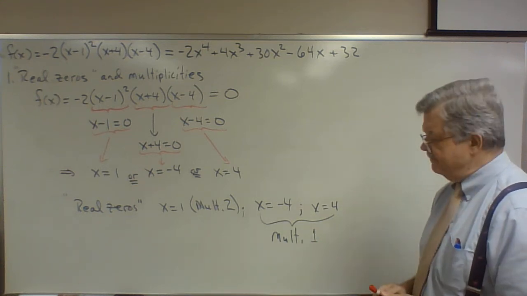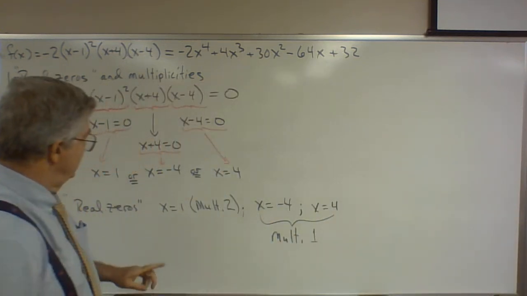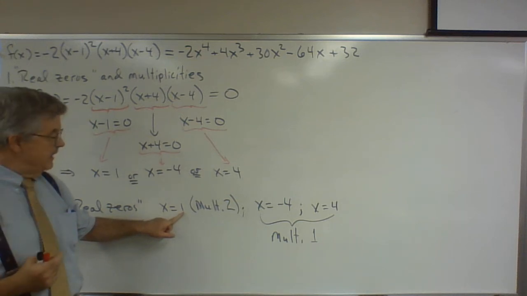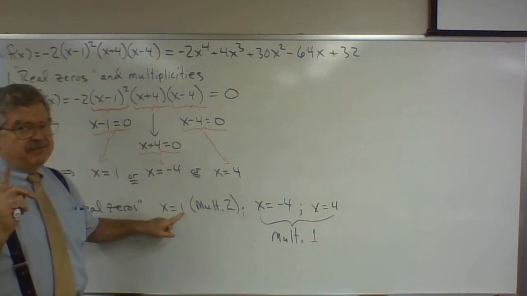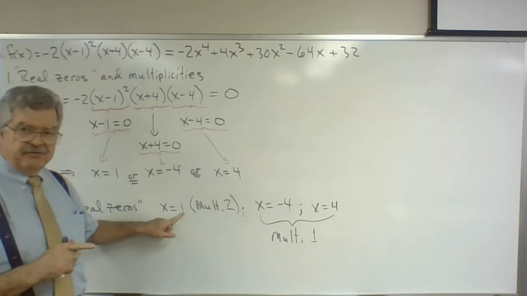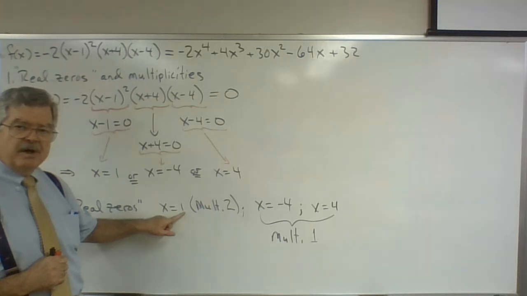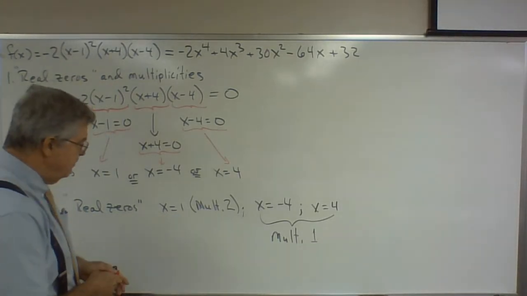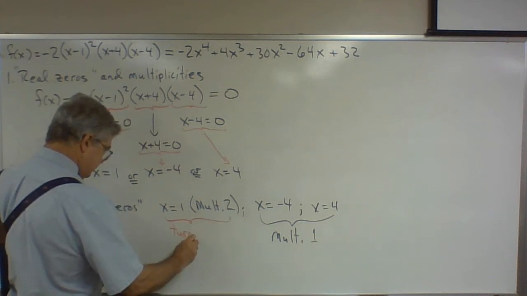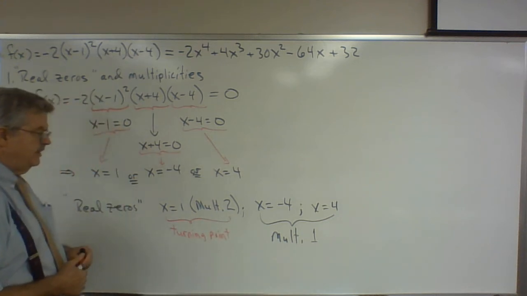Now, what does that mean? For future reference, when the graph of f of x intersects the x-axis at x equal 1, the graph is going to touch the x-axis, but it won't cross the x-axis. The graph will touch the x-axis at x equal 1 and it will turn around. So that means that we also have a turning point at x equal 1.